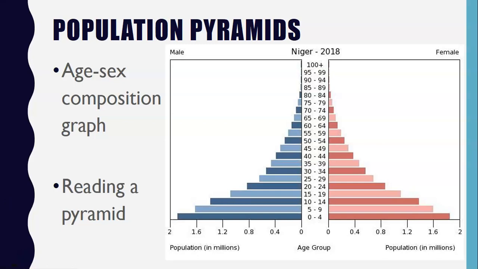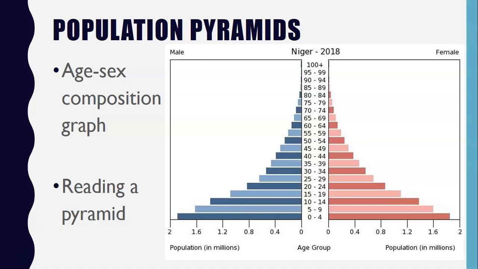One of the most useful tools to study population is the age-sex composition graph, which is commonly called a population pyramid. Although this tool is based only on age and gender data, it can provide information on birth rates, death rates, how long people live on average, and economic development. It can also give evidence of past events such as natural disasters, wars, political changes, and epidemics.